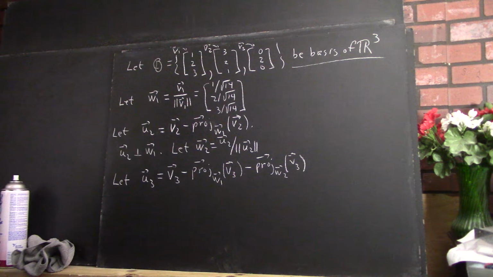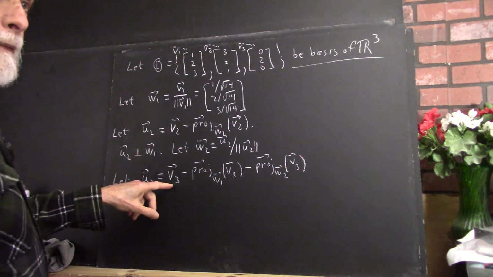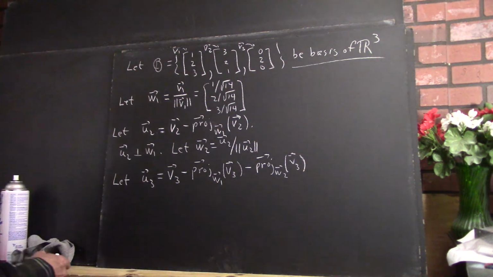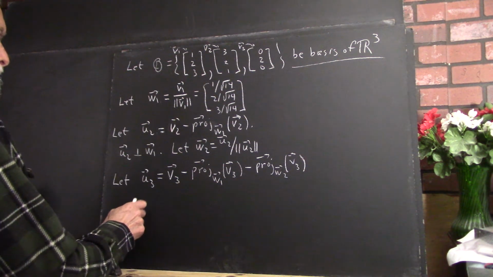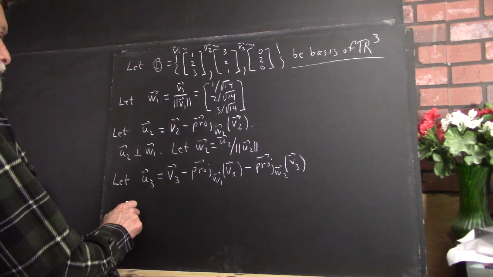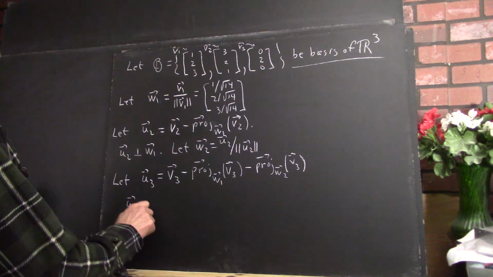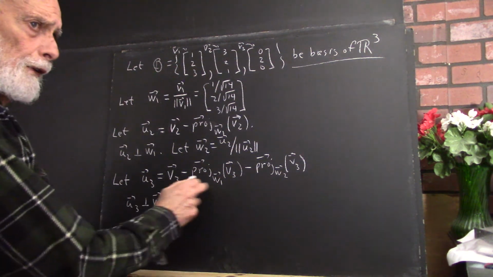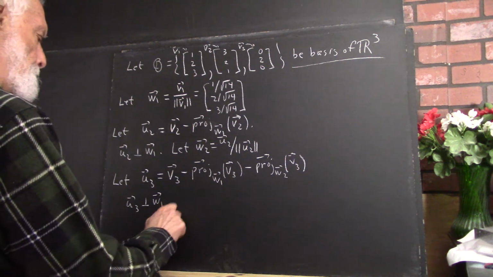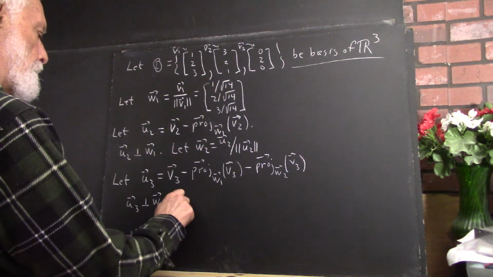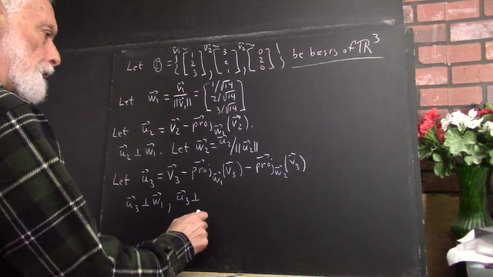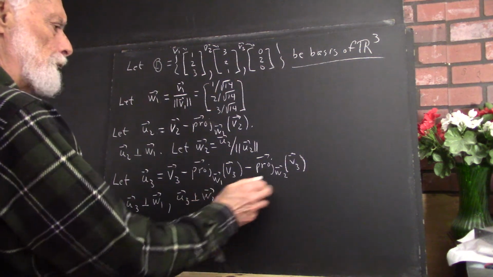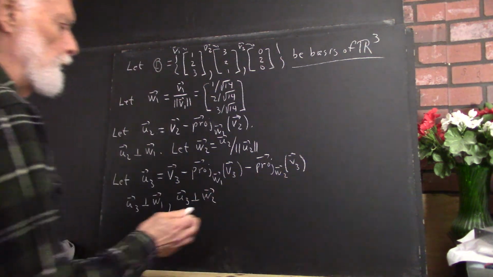And we have it. Okay? We have what's left, which has to be perpendicular to both W1 and W2. So U3 is perpendicular to W1 since we've subtracted off the part that's parallel to W1. And U3 is perpendicular, did I say parallel before? It's perpendicular to W2 because we've subtracted off the part of V3 that's parallel to V2.